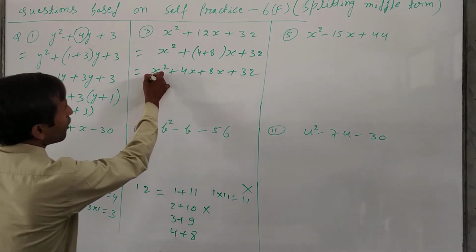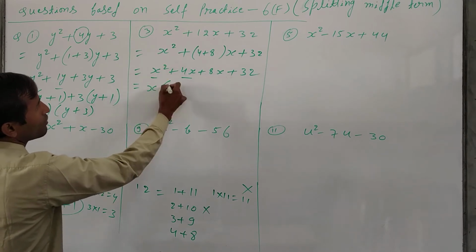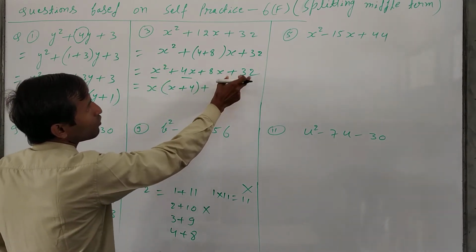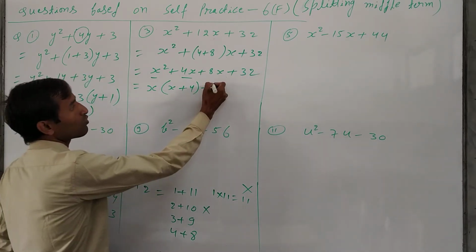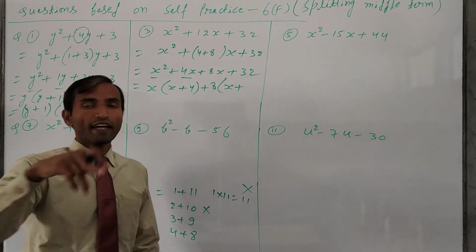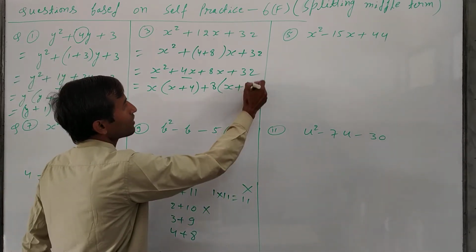So now we have to take common from this to this, x will come common, okay, and here x will be there and plus 4. After that, plus 8, we have to take 8 common because this one also comes in the 8 table. So we take 8 common and x plus, here 32 in the 8 table, how many times will it come? 4. So here 4 will be there.